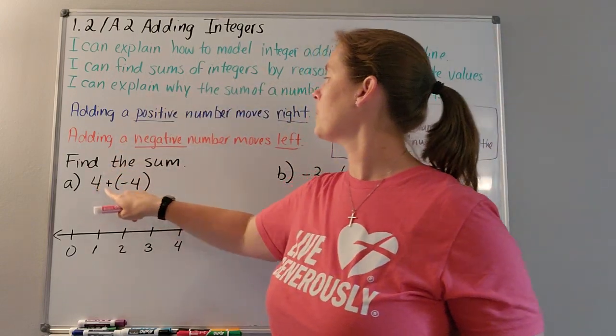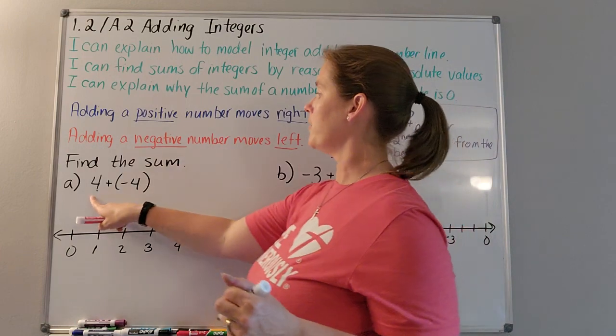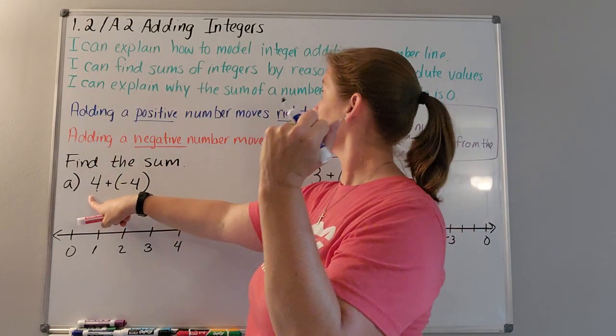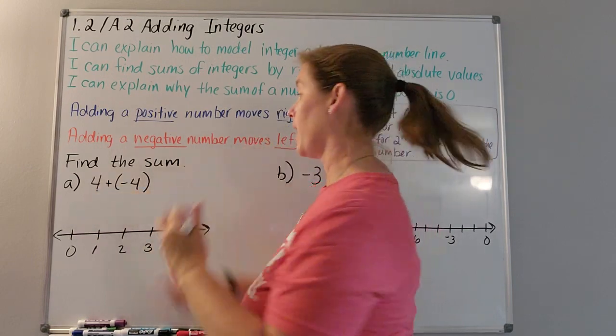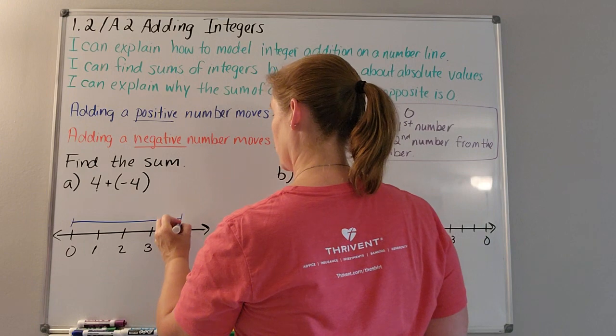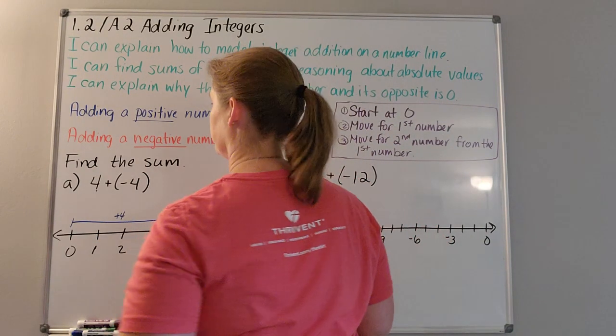Find the sum of 4 plus negative 4. I'm going to start at 0, and I'm going to move, it's positive 4. So I'm going to move, using my blue marker, right 4 spots. So here we go. We're starting here. We're going right 1, 2, 3, 4. Here we go. So this was plus 4.